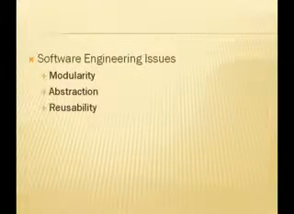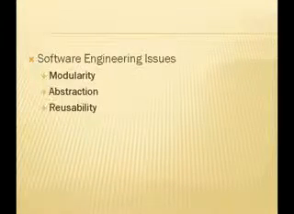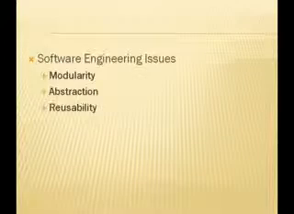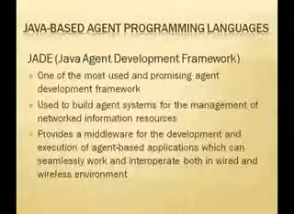And other issues that are concerning 3APL are software engineering issues, and these are modularity, abstraction, and reusability. Modularity is the implementation of an agent in the sense that an agent can be implemented in terms of quite a number of different modules. And abstraction implies the introduction of plan revision rules. And finally, the 3APL platform allows reusing multi-agent systems by providing a library of templates for individual agents and templates for multi-agent systems. Next one is Jade language.